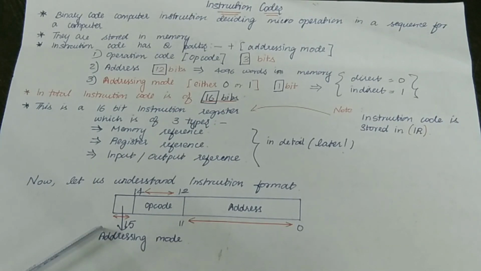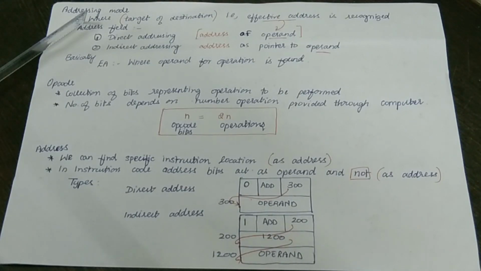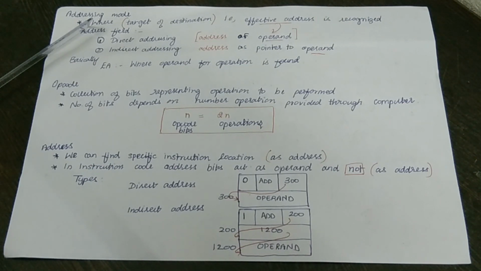This is the pictorial representation of instruction code comprising address bits, opcode, and addressing mode. You should also remember that the instruction code is stored in the instruction register. Now let us understand the addressing mode. The addressing mode decides the method by which we can obtain the operand for the operation to be performed.